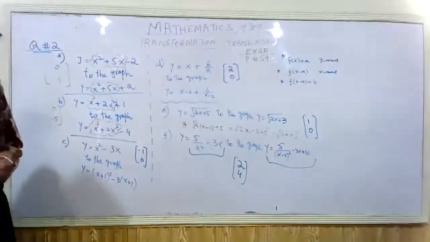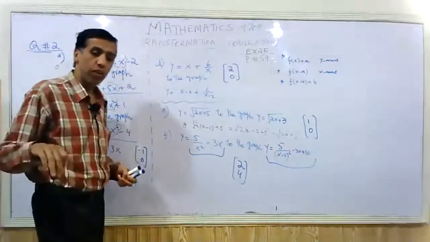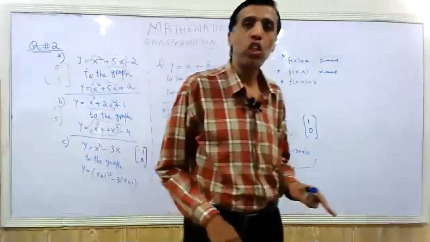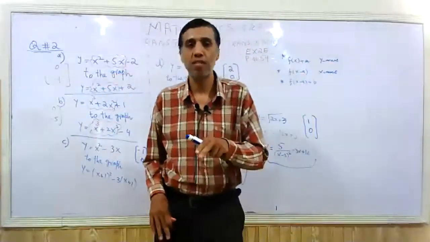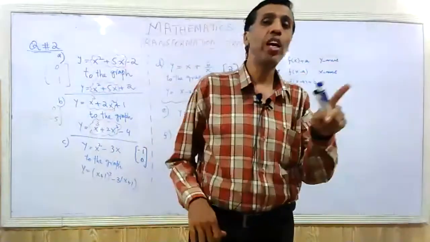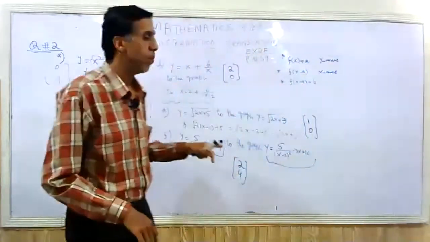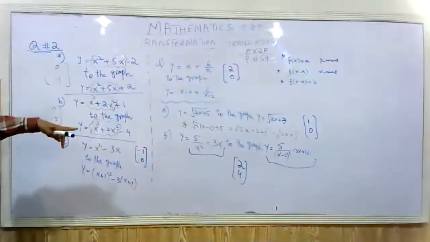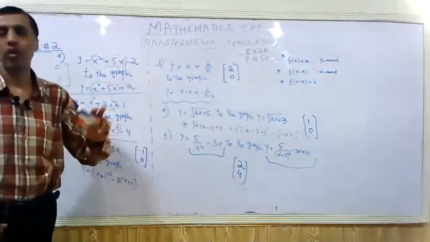This was the second type of question, when the object equation and the image equation are given and we have to find its translation. These are the sum of the parts. So I have done all the parts for you.